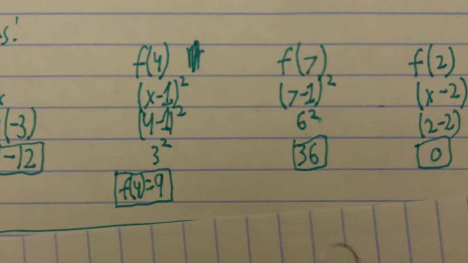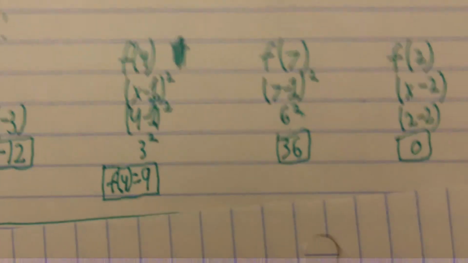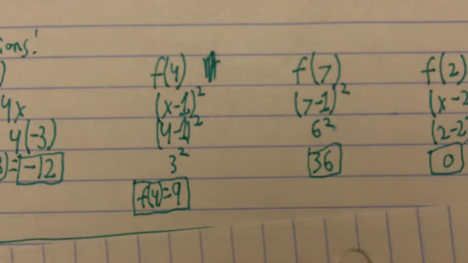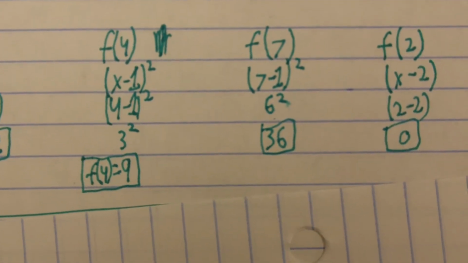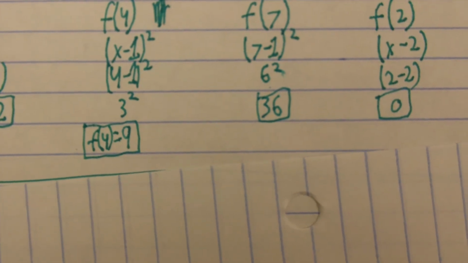So if we come down here, (x minus 1) squared, we plug in the point, which is 4, so it becomes (4 minus 1) squared. So that is 3 squared, which means that f of 4 is equal to 9.